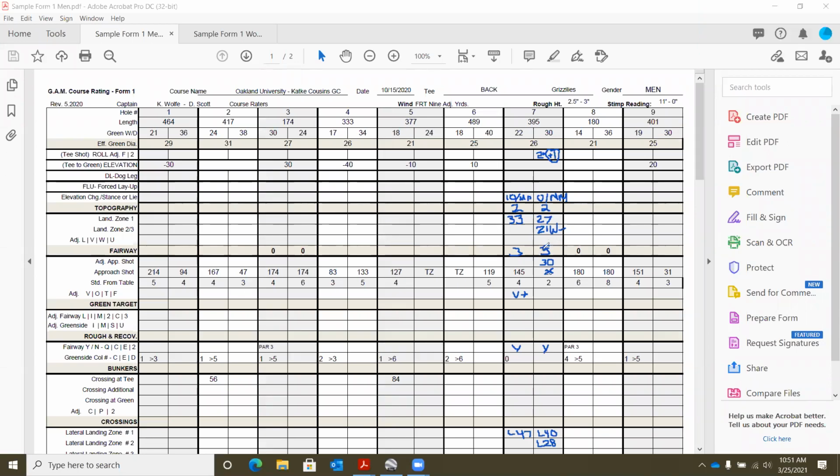Kyle scratches 4. Oh yeah, 33. Sorry, you're right. Thank you. You got a lot going on, trust me. Oh, it'd help if I could read my own writing.